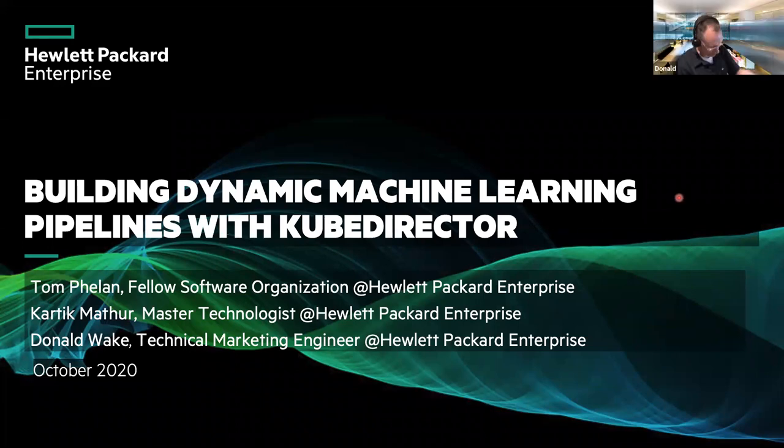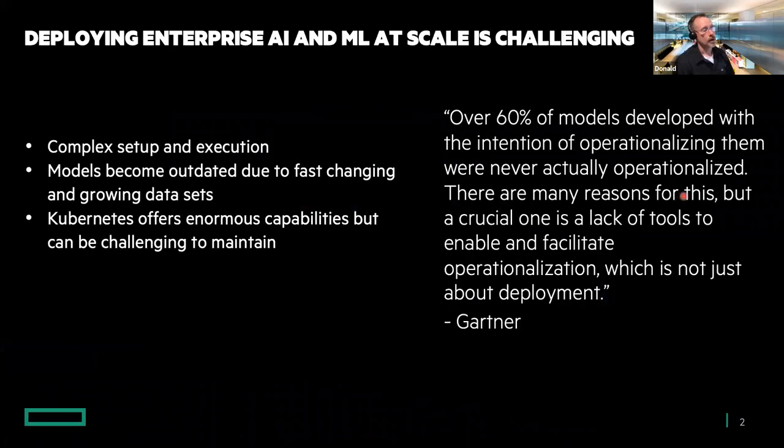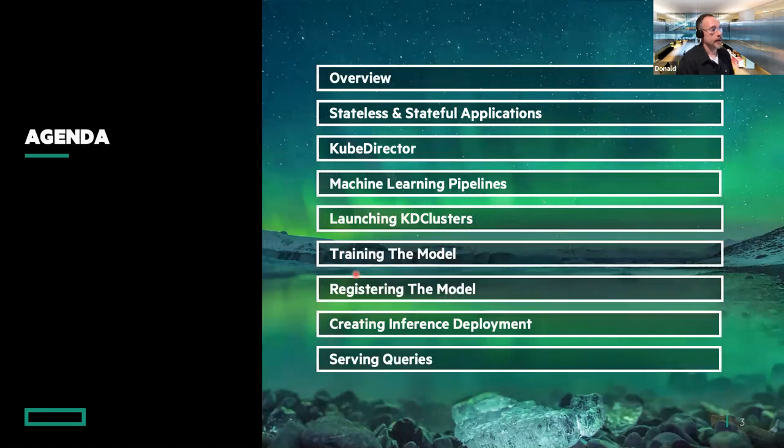Okay, so let's move along. We're going to talk about building dynamic machine learning pipelines. Machine learning, what is it all about when you're deploying an enterprise artificial intelligence application, and how do you do that at scale? What kind of tools do you have available? It's a very complex thing to set up, execute, and operationalize. As quoted here on the right by Gartner, over 60% of the models may be developed with the intention of getting answers from them, but they quickly grow to a level of complexity that's hard to manage. The data sets change frequently, so it becomes hard to keep your machine learning pipeline dynamic and up to speed. And then Kubernetes obviously is the tool of choice that everybody's using to orchestrate and manage their containers, but it also is fairly complex. So what can we do to help improve the usability of your machine learning pipelines? That's what we're going to talk about today.